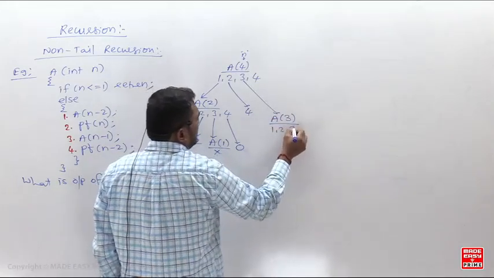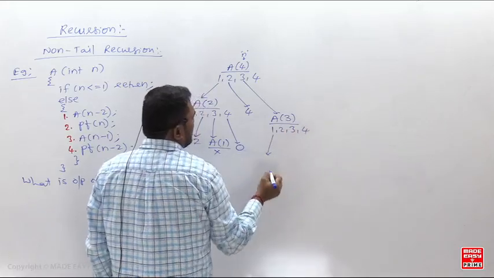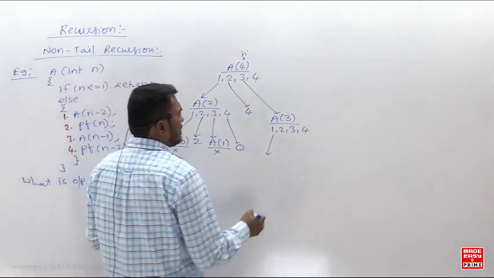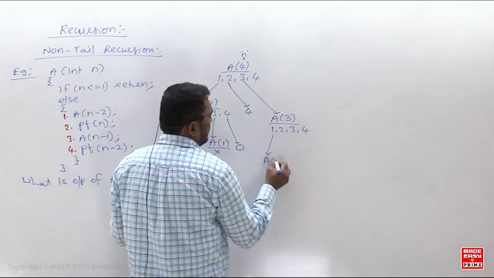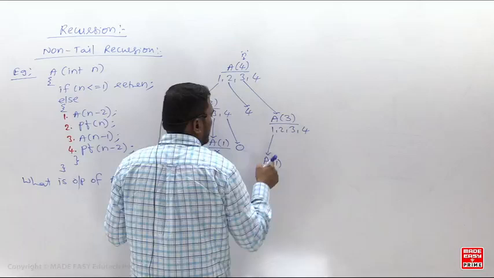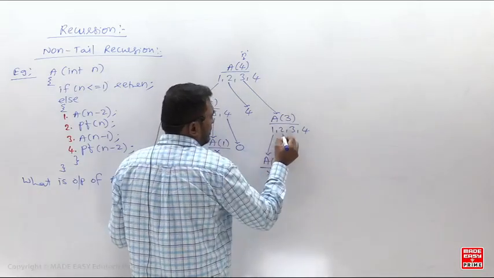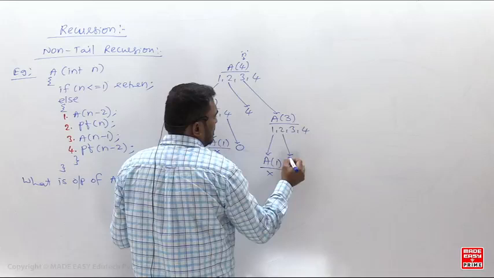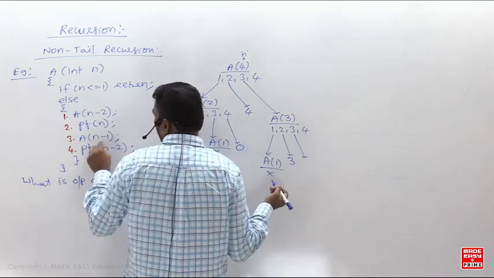So A of 3 has 1, 2, 3, 4 statements. What is the first statement? A of n minus 2, recursively calling A of n minus 2. That is A of 1, because the n value is 3 and 3 minus 2 is 1. A of 1 means termination. Now the second statement, printf n. What is the n value here? 3. Next, the third statement, A of n minus 1.